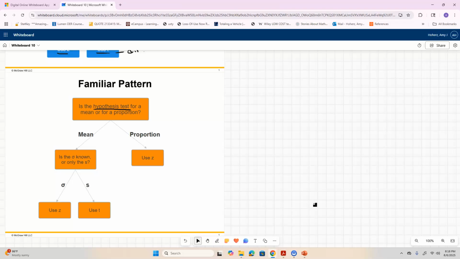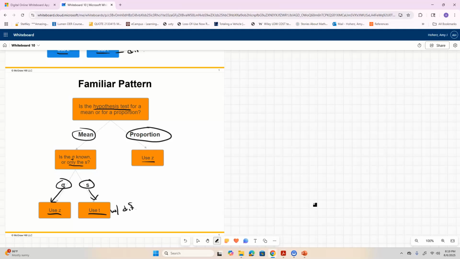And one thing that you'll like is that once you get this kind of pattern figured out from Chapter 7, we use the same pattern in Chapter 8. So even though you don't know what a hypothesis test is yet, we still are going to ask the same question when we do a hypothesis test. We're going to ask, is it a mean or is it a proportion? If it's a mean, we need to know, do we have the sigma or do we only have the S? If we have the sigma, we're going to use Z. If we only have the S, we're going to use T with degrees of freedom. And then if we have a proportion, we can go back to using just the Z.